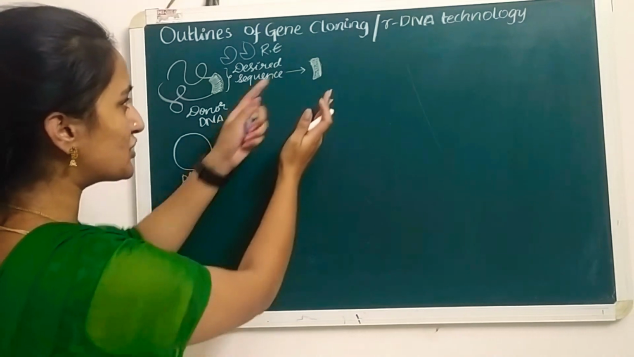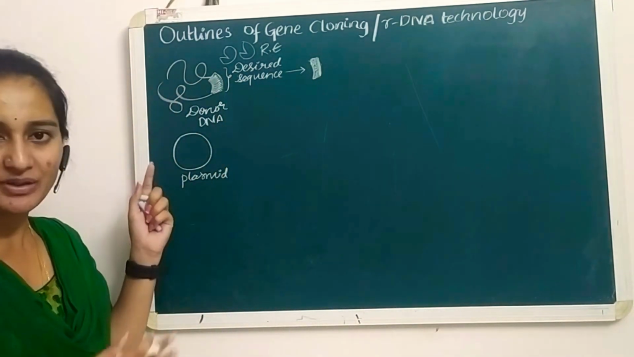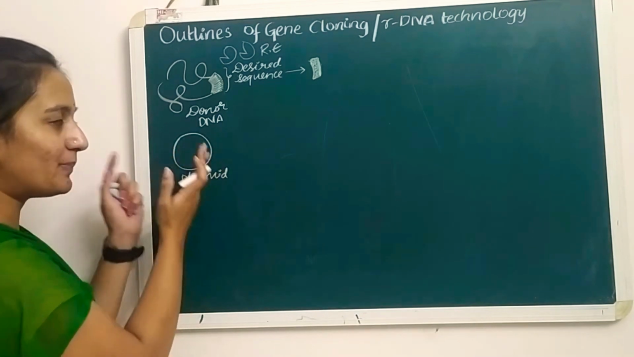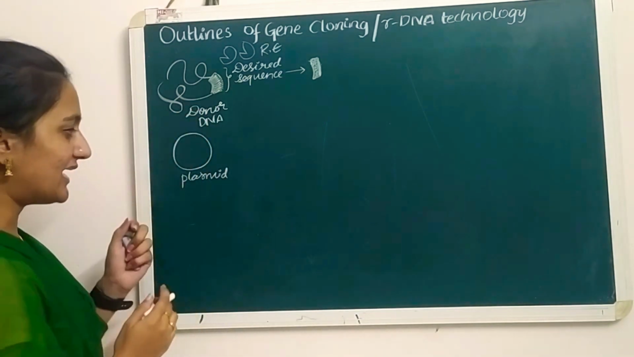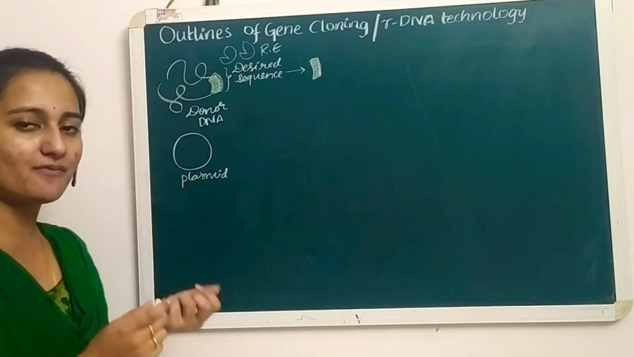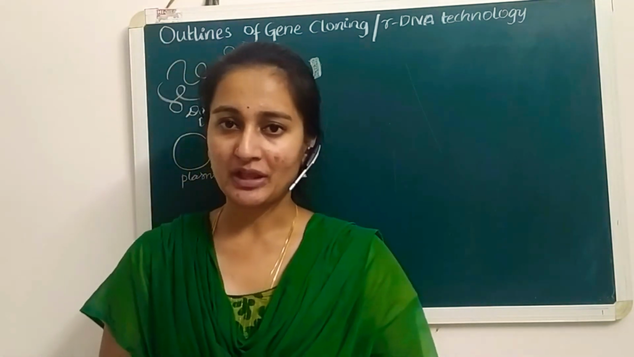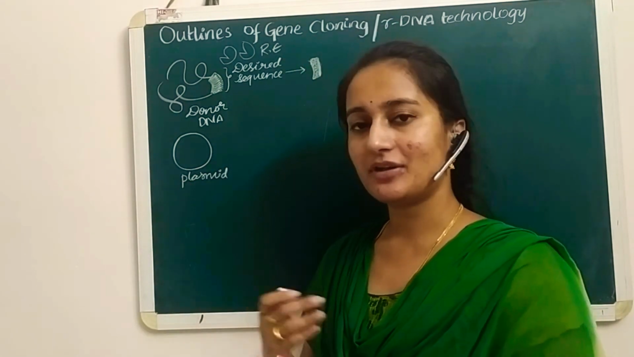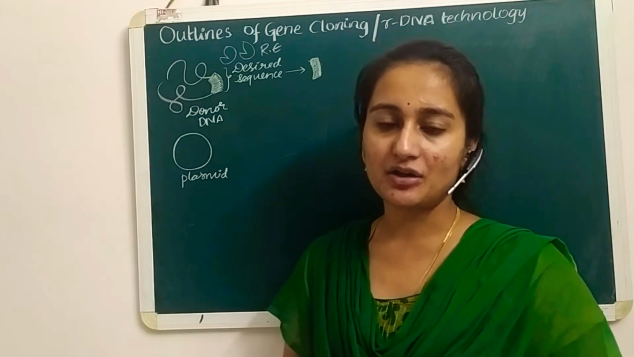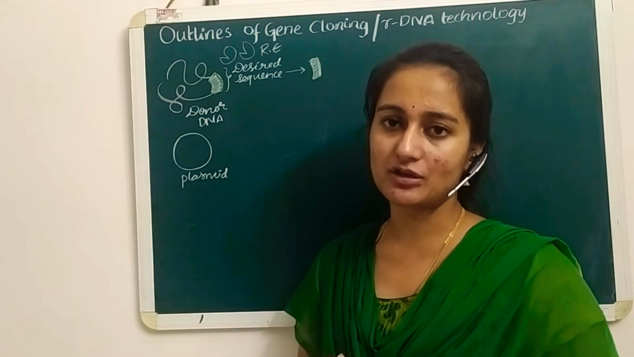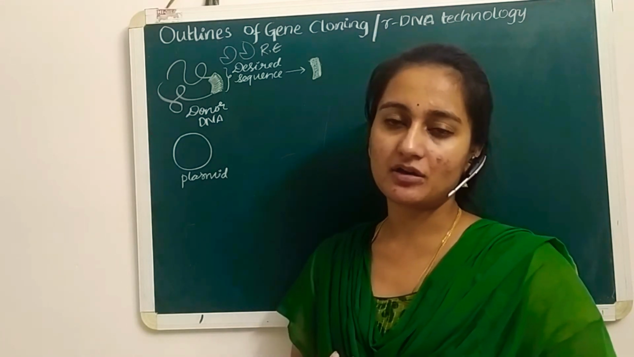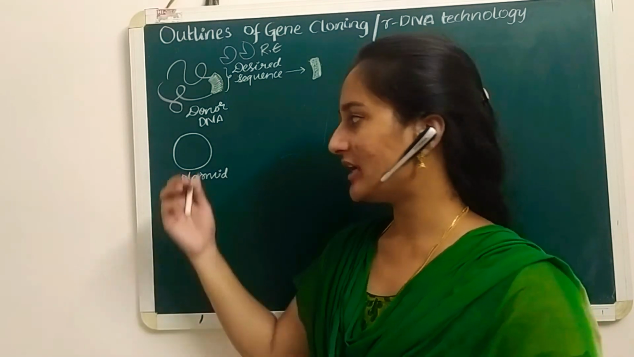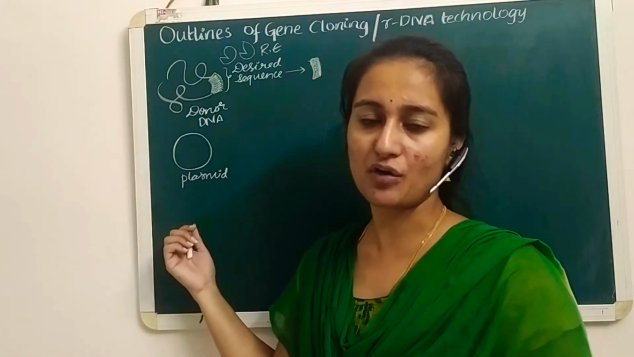For the introduction of this desired DNA into the plasmid, there needs to be a gap or a place for its insertion. For that reason these plasmids have particular restriction sites. Plasmids are one type of vector. Along with that we have phasmids, cosmids, bacterial artificial chromosomes, yeast artificial chromosomes, lambda phage vectors, and M13 vectors. So we have all types of vectors, and we can use any vector of our interest.